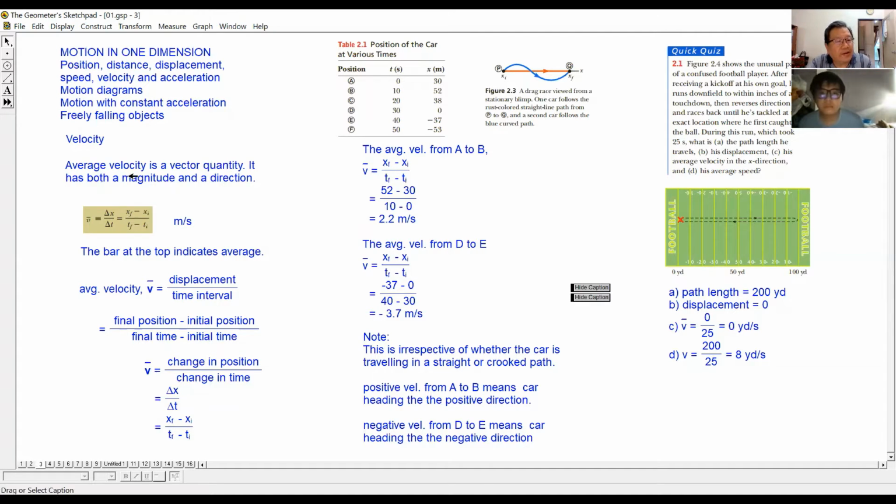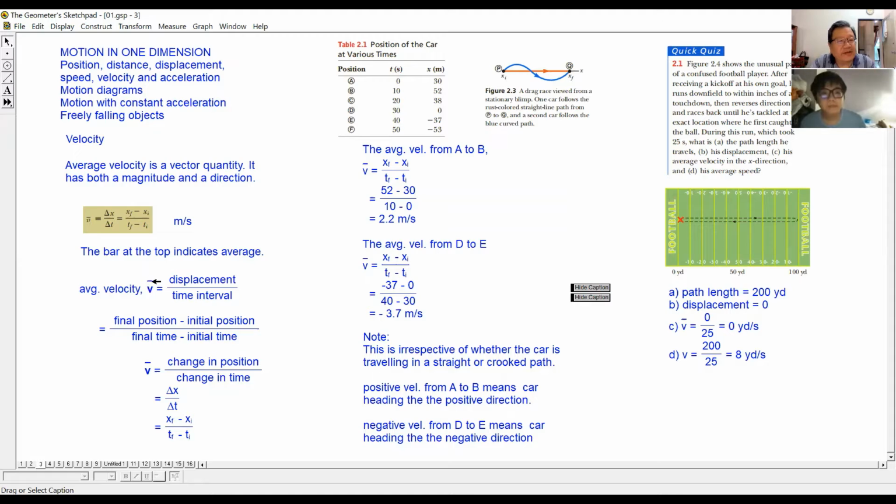Now, average is denoted by a bar at the top there. Later on we will learn about the instantaneous velocity. The instantaneous velocity has no bar at the top. A bar means the average. There's a bar on top means there's an average. That means it's the total displacement divided by the total time taken. Okay, one more time.